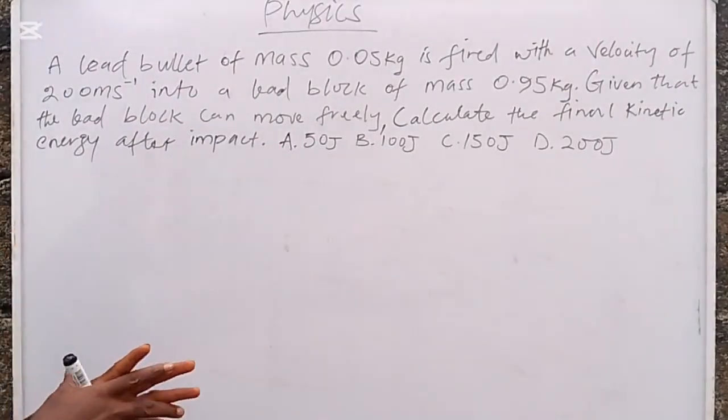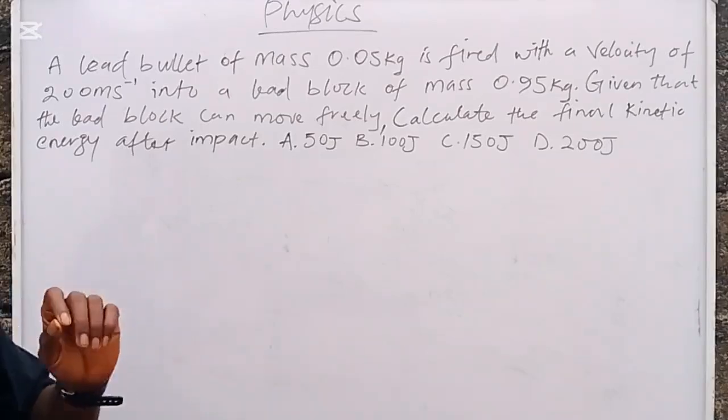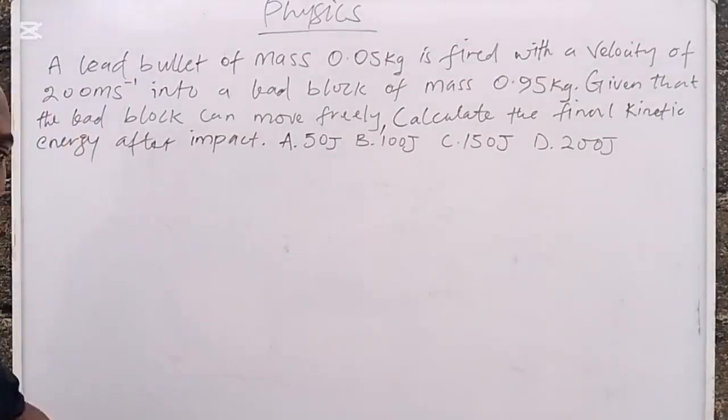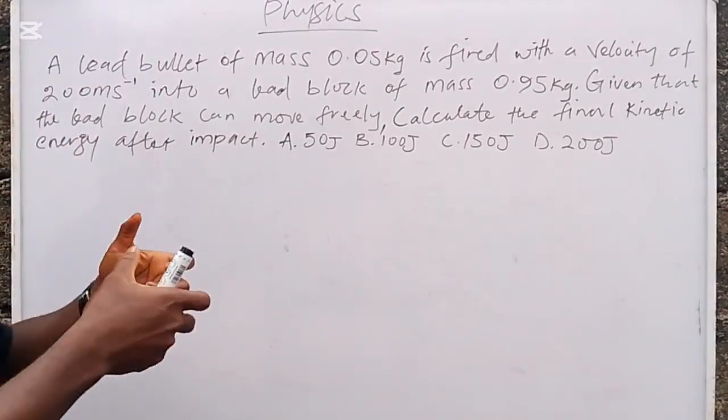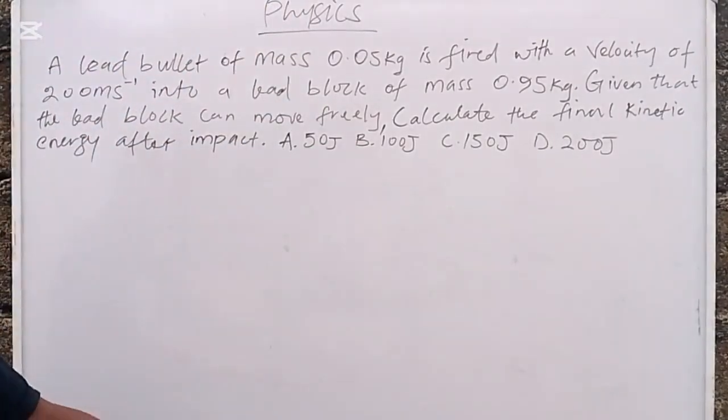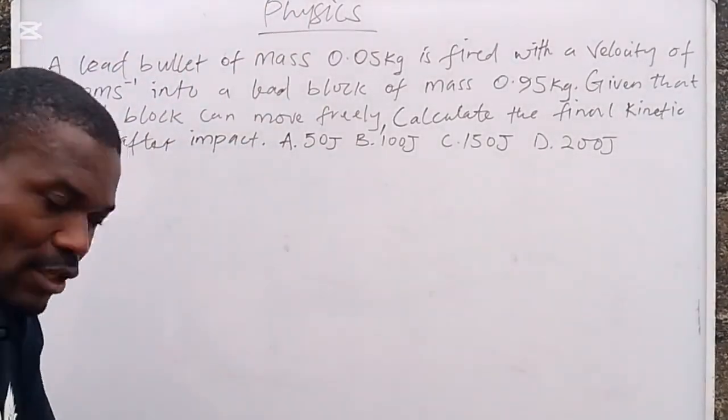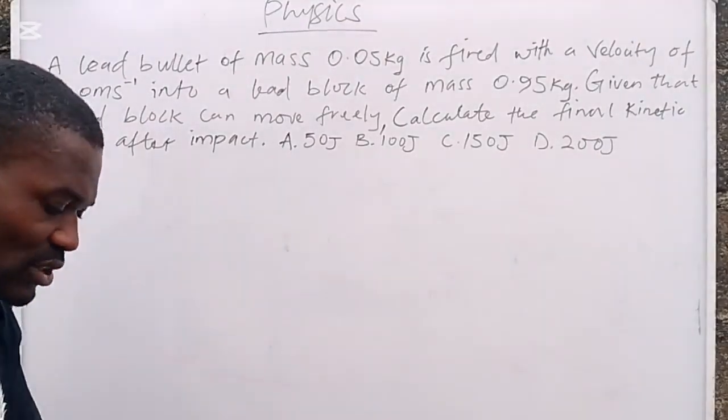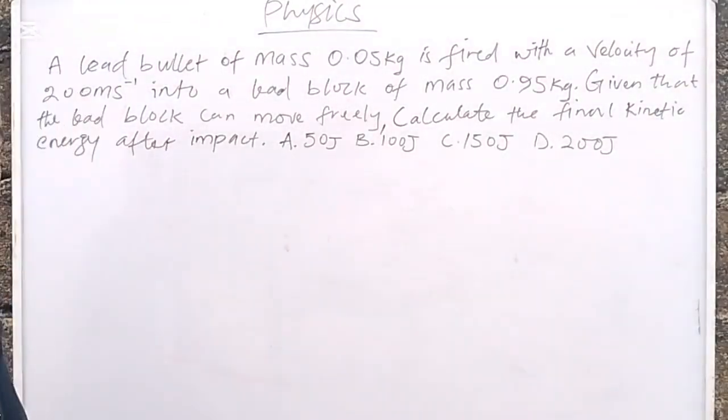Then an example of a perfectly inelastic collision is when you lift a heavy stone and then allow it to fall. When it falls on the ground, it sticks to the ground. So the heavy stone sticks to the ground and then remains with the ground. That's an example of perfectly inelastic collision, right?